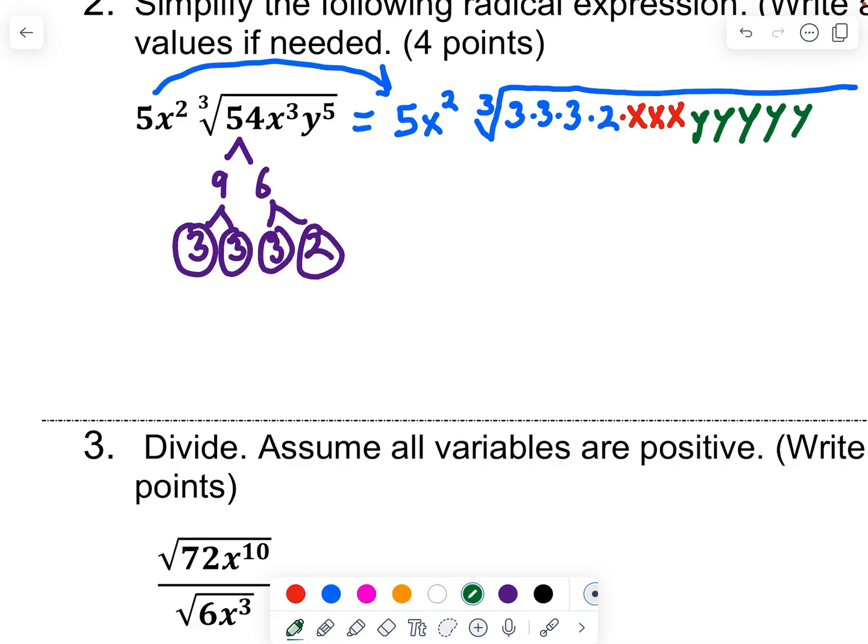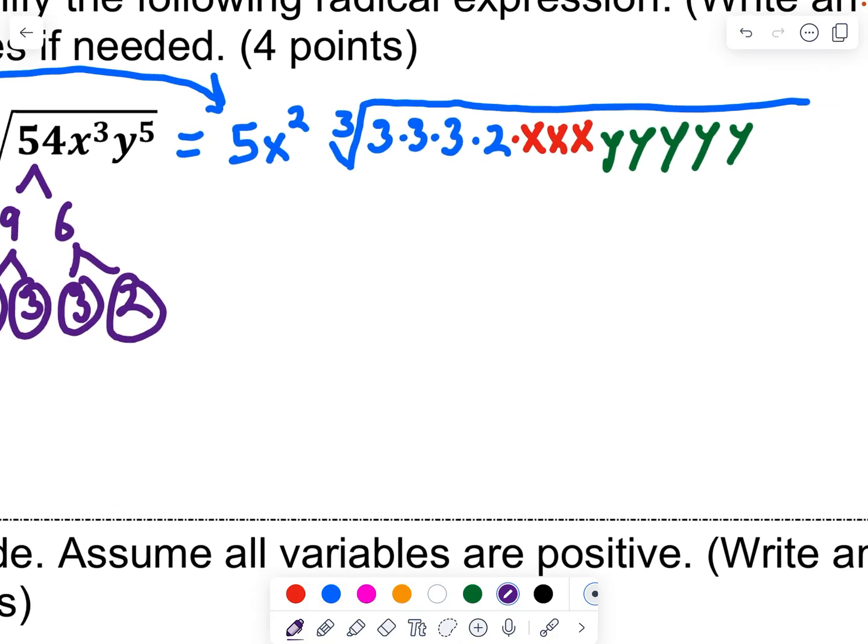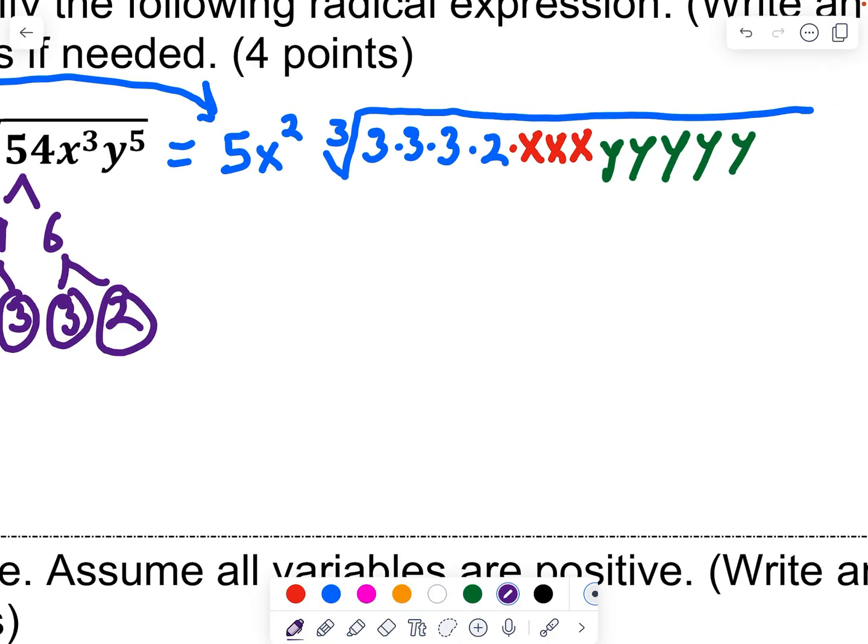Okay, and this is the key. I am going to go through and circle 3 of a kinds, right? I have a cube root, the index is 3, so I am circling 3 of a kinds. I got 3 x's there. I have 3 y's. So the 2 doesn't have any matches. That's going to be left under the radical. I only have 2 y's over here, right? I can't make 3 out of that, so those are stuck under the cube root still.